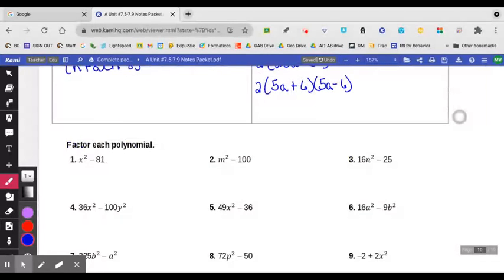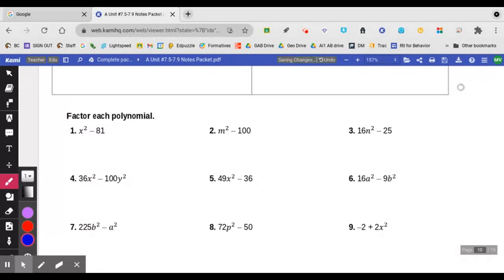So now let's have you pause and try 1 through 3 and come back and check. So x squared is a perfect square, 81 is a perfect square. So that's x plus 9 times x minus 9. Number 2, m squared is a perfect square, 100 is a perfect square, and I'm subtracting. So that's m plus 10 and m minus 10.